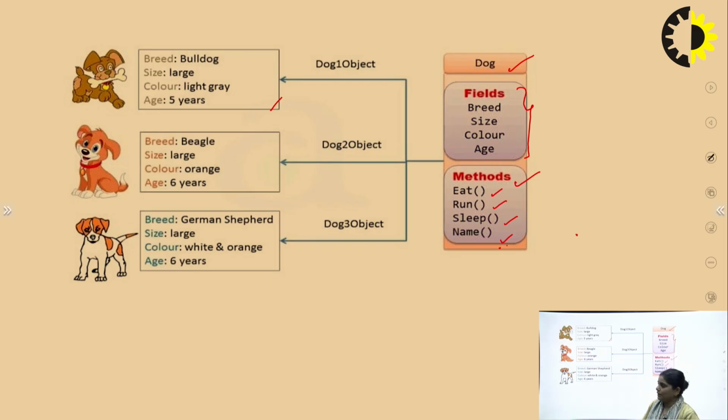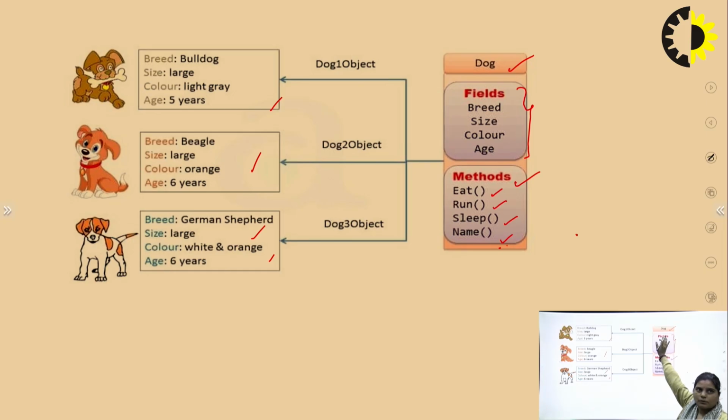The second object, beagle, also has different characteristics like size, color, and age. So these are the properties, or we can say the attributes, of that particular dog object. The third one is German Shepherd, and this object also has some attributes or data: the size is large, color is white and orange, and age is 6 years. So from this diagram, it is clearly defined what a class is and what the objects are. The difference between class and object is clearly specified by this diagram.